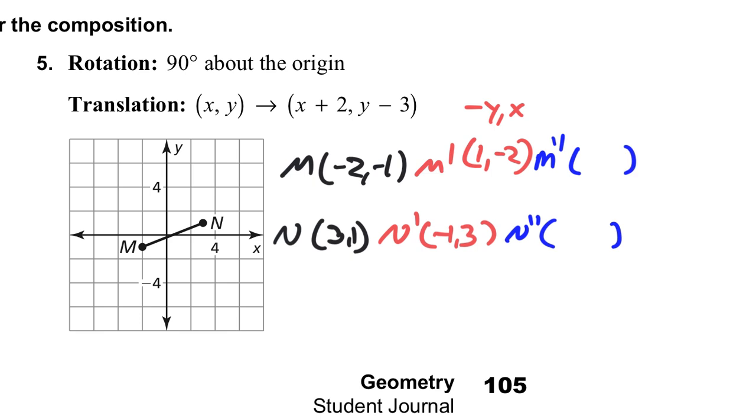And I'm going to add 2 to my X value. So that's going to be 3. Subtract 3 from my Y value. That's -5. And for N, add 2 gives me 1. Subtract 3, I get 0.